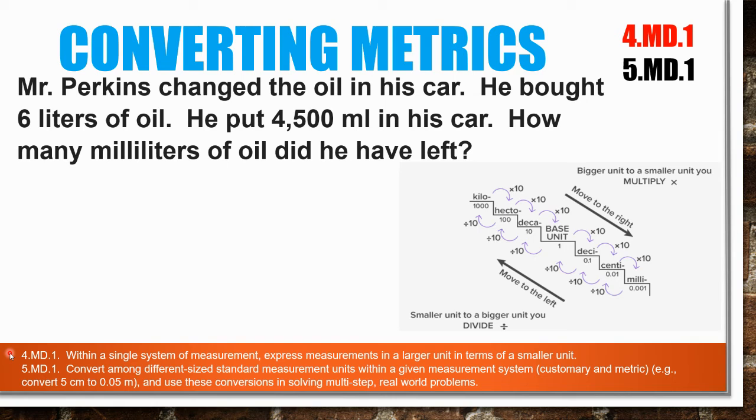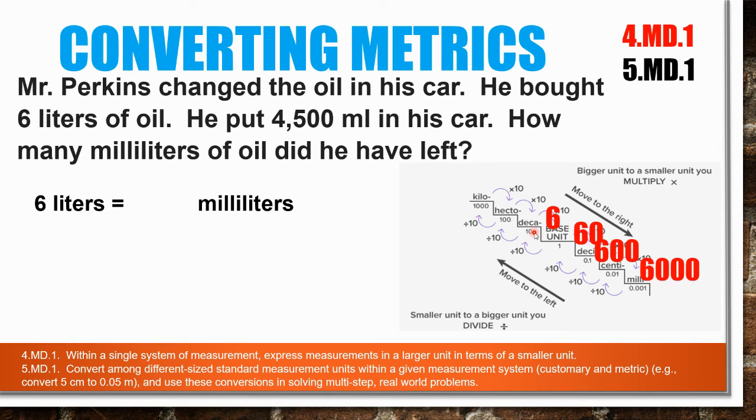Well, I know that I'm going to have to end in milliliters, so I need to look at this 6 liters right here. So 6 liters equals how many milliliters? I'm going to go here because my base unit is liters. And 6 liters times 10, 60 times 10 again, 600 times 10 again, 6,000. So 6 liters is 6,000 milliliters.